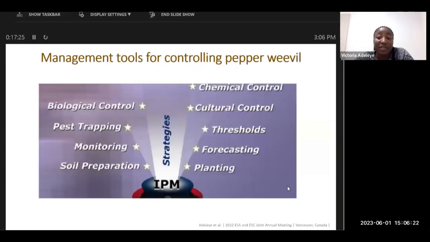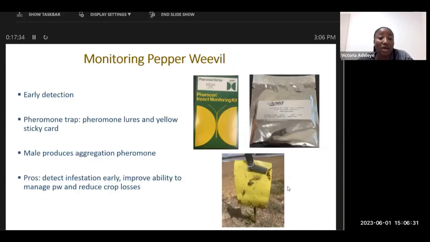So here are various management tools for pepper weevil control, and I'm going to go through some of them in the next slides. The first one is monitoring, and we know that successful management begins with diligent monitoring, which is usually aimed at early detection. And one of the most reliable tools that we use is the pheromone trap, which often consists of a yellow sticky card and pheromone lures.